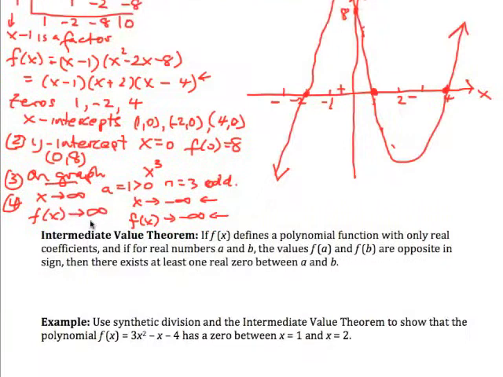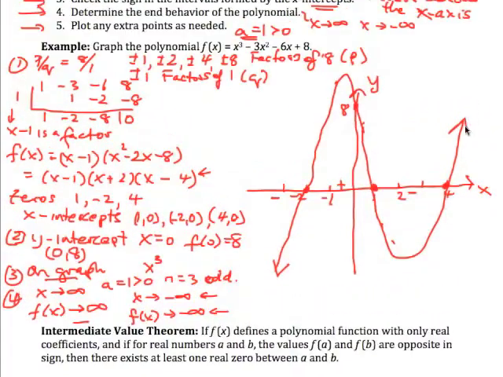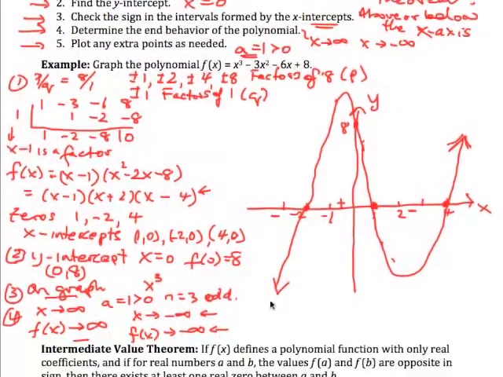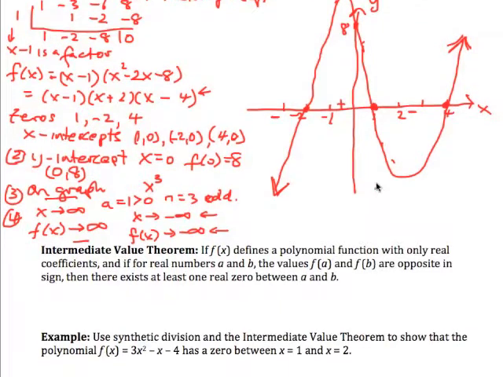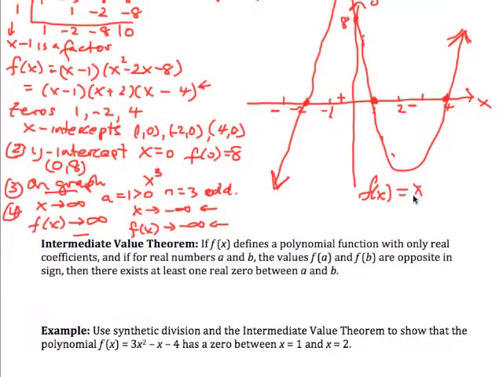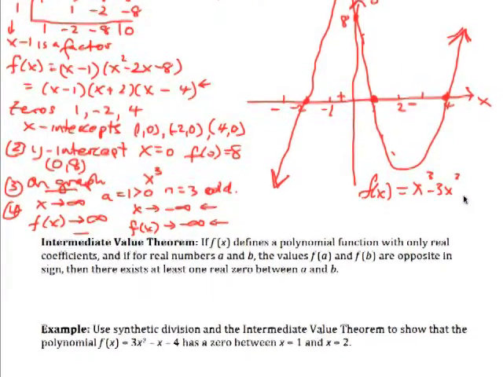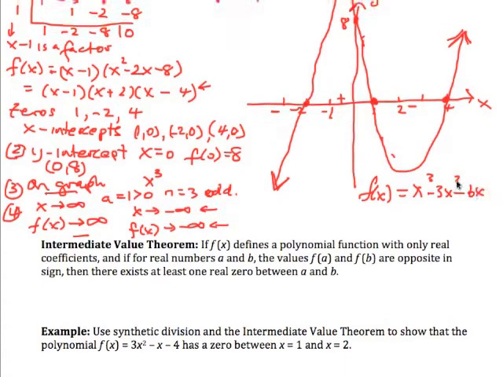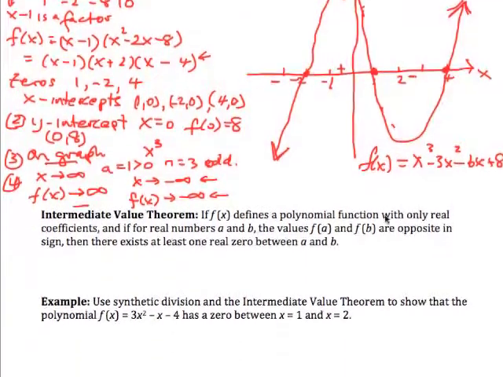And that's verified by the fact that as x goes towards infinity, f of x goes towards positive infinity, and so there's our end behavior. All right, right there, and this is my function, f of x equals x cubed minus 3x squared minus 6x plus 8. And that's the procedure.